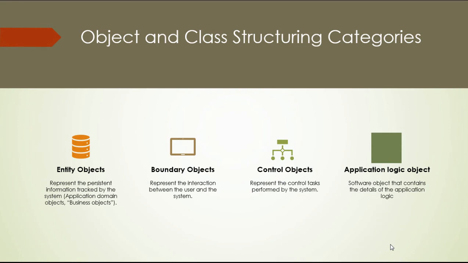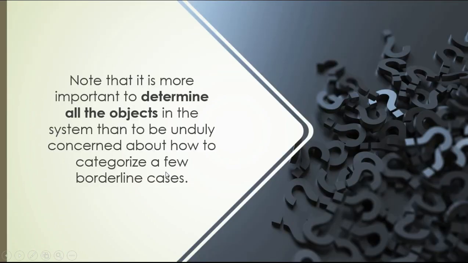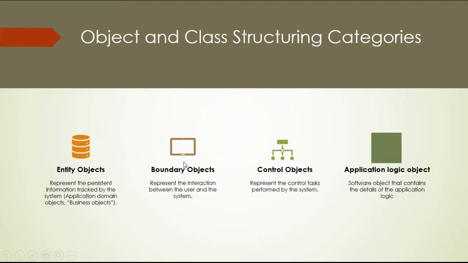In the boundary object, there are many types of objects. The control object also has many types of objects. So in this class we will see these objects in detail.